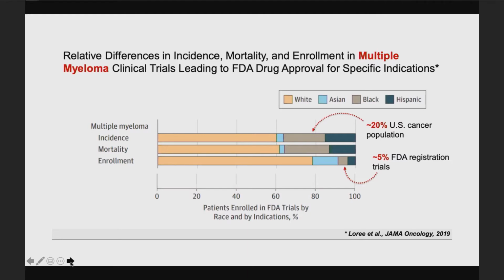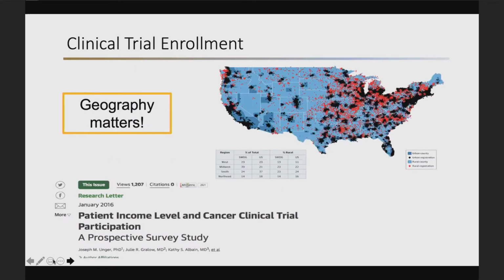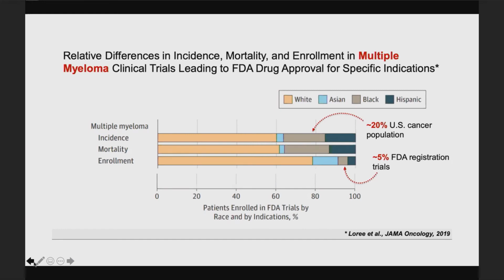Now, here's some data that was recently presented in JAMA Oncology that shows that while 20% of multiple myeloma patients are African Americans, only 5% of individuals engaged in clinical trials that were the fodder for FDA drug approval were Black. 20% of the myeloma population is Black, but only 5% represented in clinical trials. We need to do better.